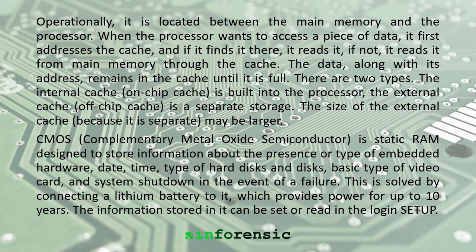There are two types. The internal cache, on-chip cache, is built into the processor. The external cache, off-chip cache, is a separate storage. The size of the external cache, because it is separate, may be larger.